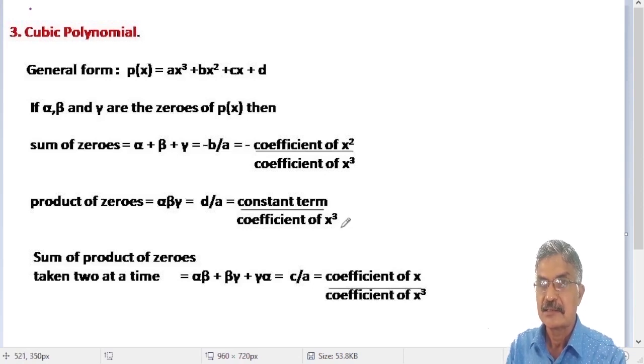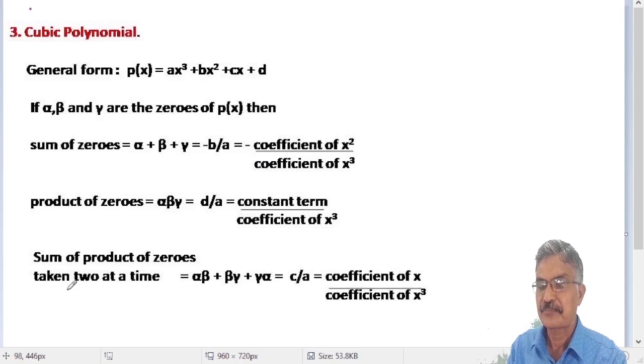One more expression is also there, that is the sum of the product of zeros taken two at a time. That means alpha beta plus beta gamma plus gamma alpha is equal to c by a, that is the coefficient of x divided by the coefficient of x cube. How to get this expression is not required. You just remember all these things: sum of the zeros, product of the zeros, and sum of the zeros taken two at a time.